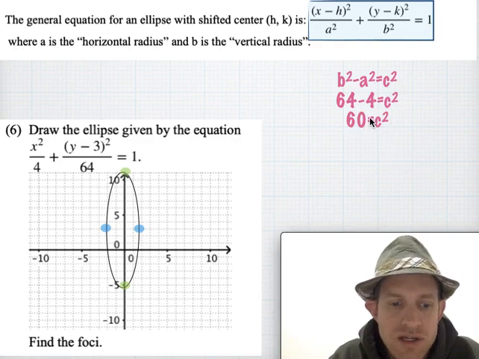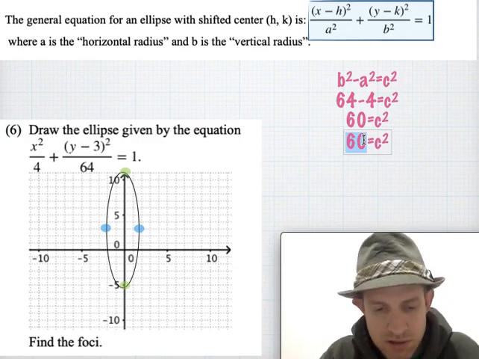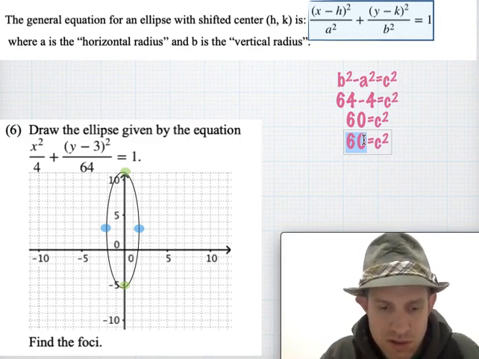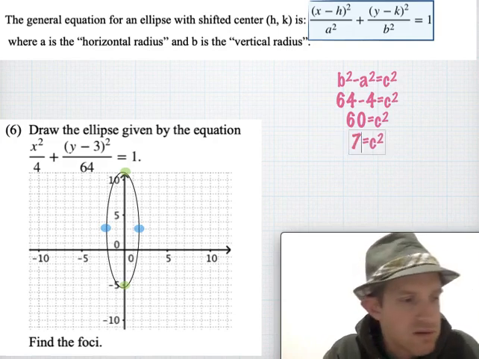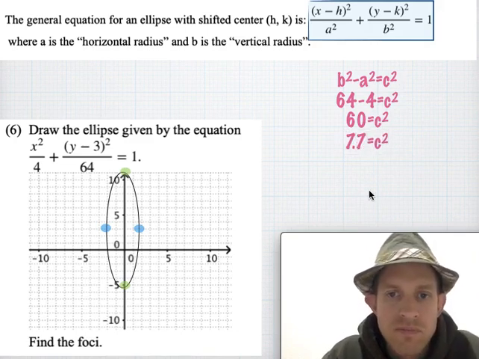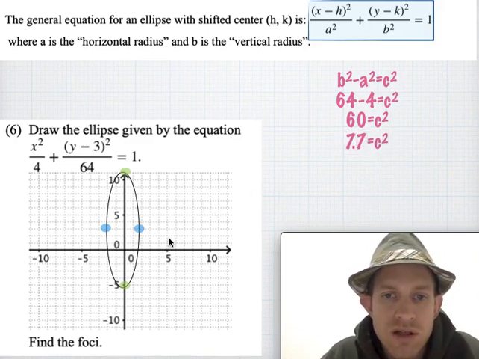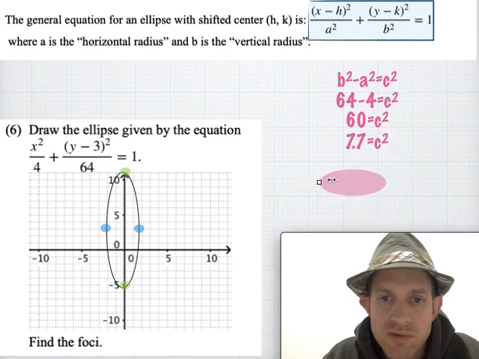And so c is the square root of 60, and I don't know that one. Let's see here. Square root of 60 is about 7.7. So let's draw some focus points that are 7.7 from the center.